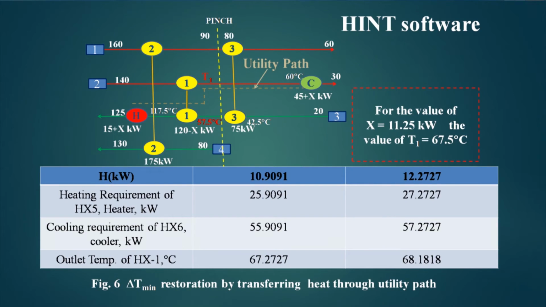Now, in this I show that I have to add x amount of heat to the heater, which will decrease the load of this heat exchanger by x amount and increase the load of the condenser or the cooler by x amount. And to restore this delta T minimum, here I have written T1. So, the value of T1 should be 67.5 to maintain a delta T minimum of 10 degree centigrade. So, the question is to find out the value of x when T1 is 67.5 degree centigrade. This is the job now. So, we see how this can be computed using HINT.